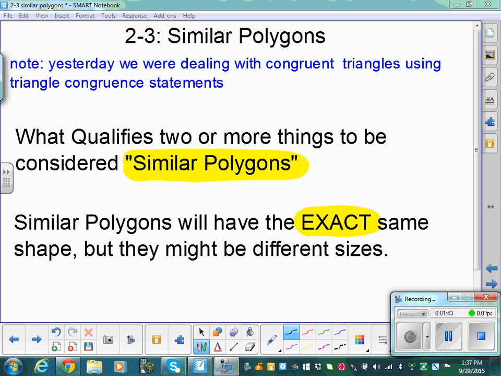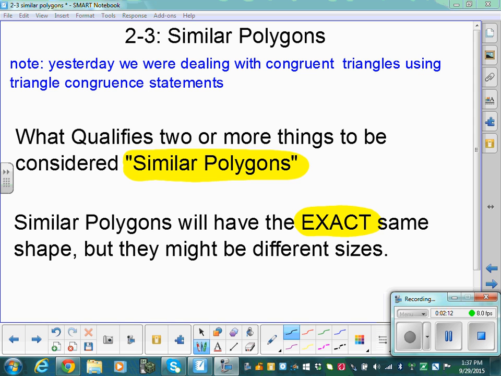Throw that over here. All right, so recall that yesterday we were dealing with congruent triangles, and we were using triangle congruence theorems. So we learned that we have angle, side, side, angle, and what's the last one? Angle, side, side, angle, side. Okay, good. So we used those yesterday to prove that triangles were congruent. Today we're going to be dealing with similar polygons.